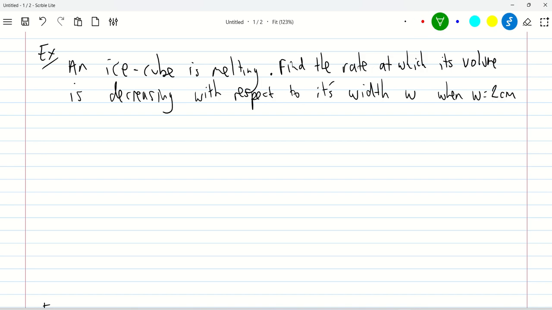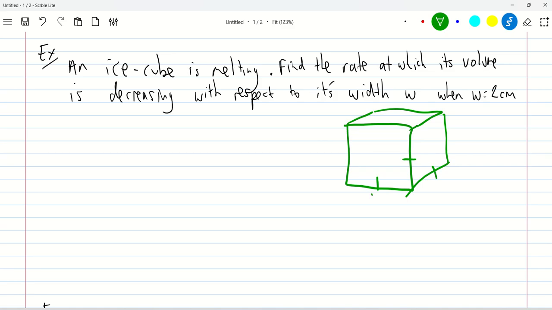So with any of these questions, I always encourage you to just draw a cube. So we've got an ice cube. Literally, it's a cube. And so remember, a cube means that all dimensions are the same. And let's call that W because the question is using W there. And it's also got a width of 2 centimeters. W is measured in centimeters.